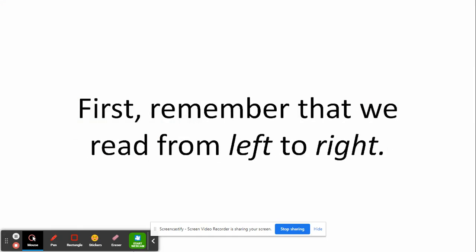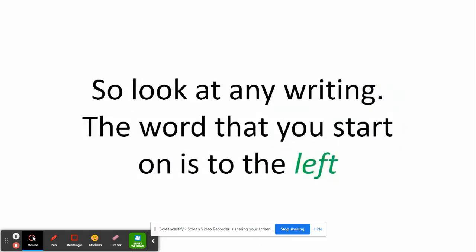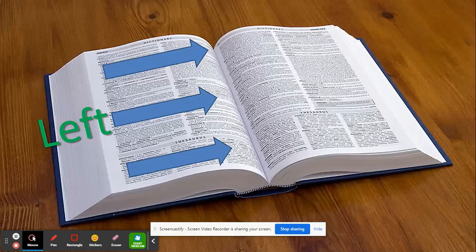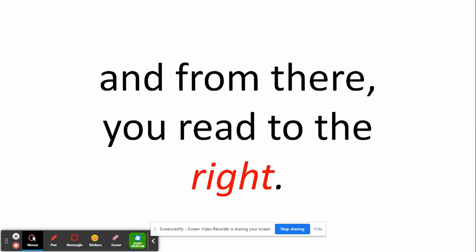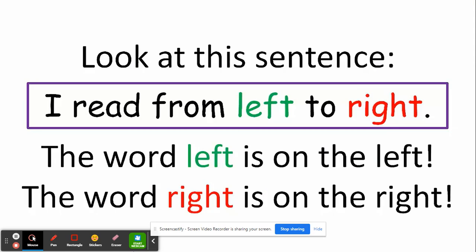First, remember that we read from left to right. So look at any writing. The word you start on is to the left. And from there you read to the right. Look at this sentence. I read from left to right. The word left is on the left. The word right is on the right. And I'm going to use green for left and red for right.